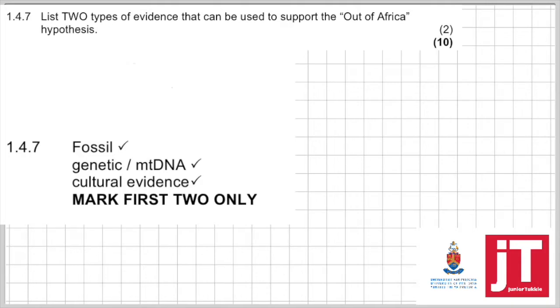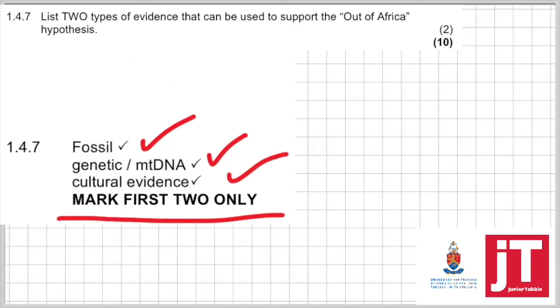147 lists two types of evidence that can be used to support the Out of Africa hypothesis. Well, of course, we're going to use fossil evidence, genetic evidence or mitochondrial DNA, or cultural evidence. Again, we mark the first two only.